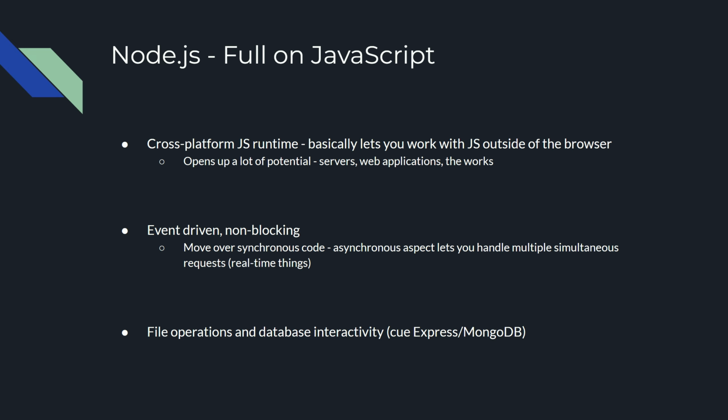Node.js is one part of it. Node.js is a cross-platform JavaScript runtime, which basically lets us run JavaScript outside of the browser. When we were working with just a two-tier architecture, we were limited to using JavaScript in the browser, but now we can actually have our own server running JavaScript, which opens up a lot of different potentials, especially when it comes to developing more robust web applications and web pages in general.